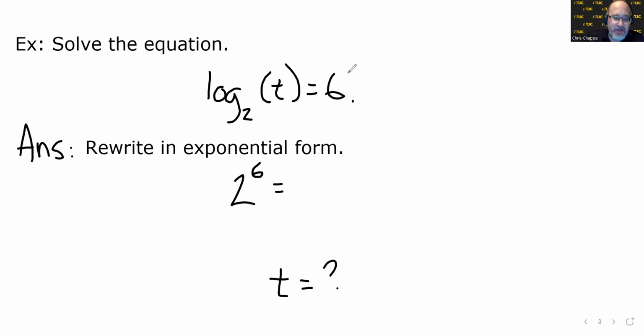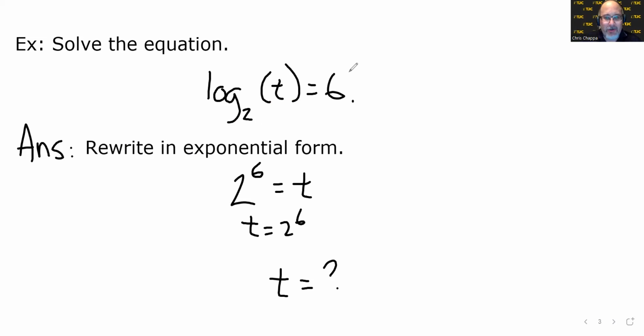The argument is the t, so the t will go on the right side of that equal sign. And at this point, we're practically done because our goal is to make it say t equals. Now, granted, it says equals t, but equations are reflexive in the sense that if you say this equals that, then you can just say that equals this in the reverse order. So we can just say t is equal to 2 to the 6th power.